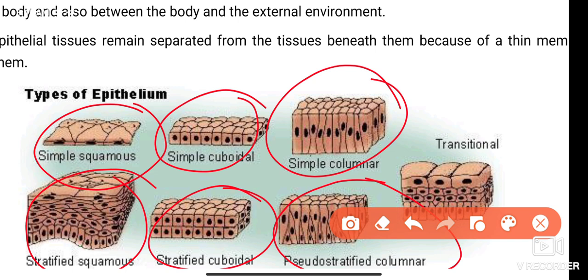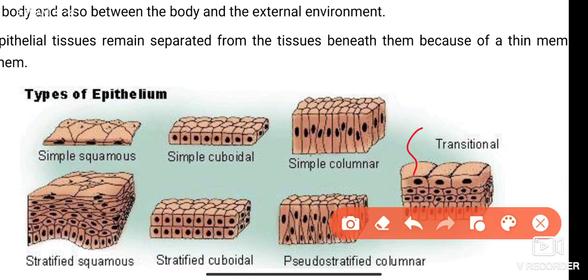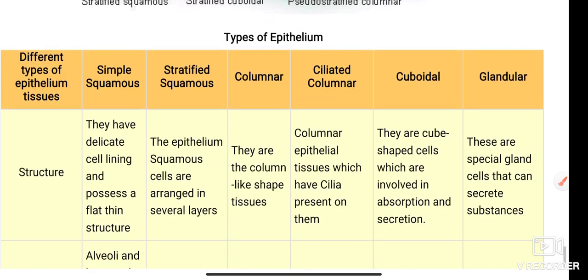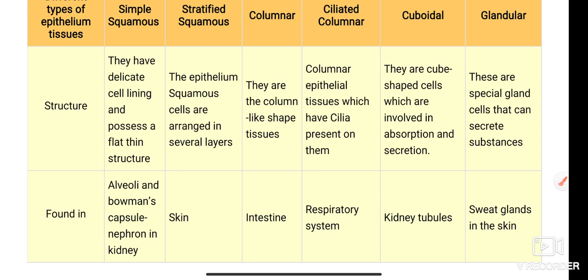Next is transitional. Transitional is found in those areas which have cilia-like or ciliated cells present. So let us discuss the differences between these tissues. Structure: simple squamous are delicate, thin cell linings and possess a flat and thin structure.